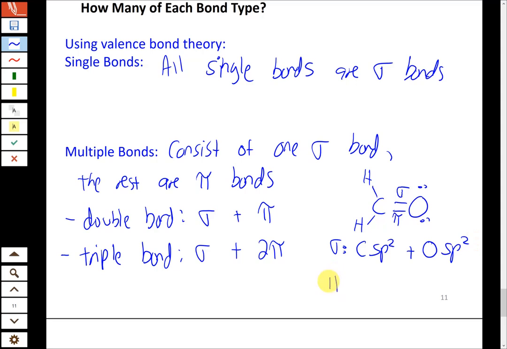The pi bond that we have, which is going to be above and below the sigma bond, is going to involve unhybridized p orbitals. So for carbon, that's going to be a 2p, and oxygen is also going to be a 2p. So the pi bond will involve two unhybridized p orbitals.